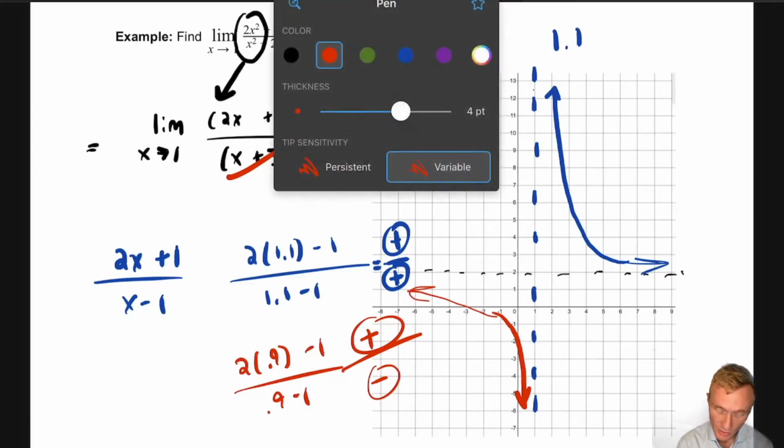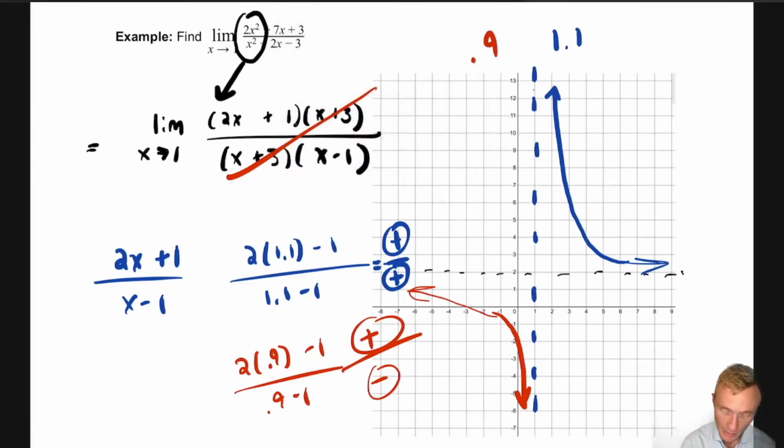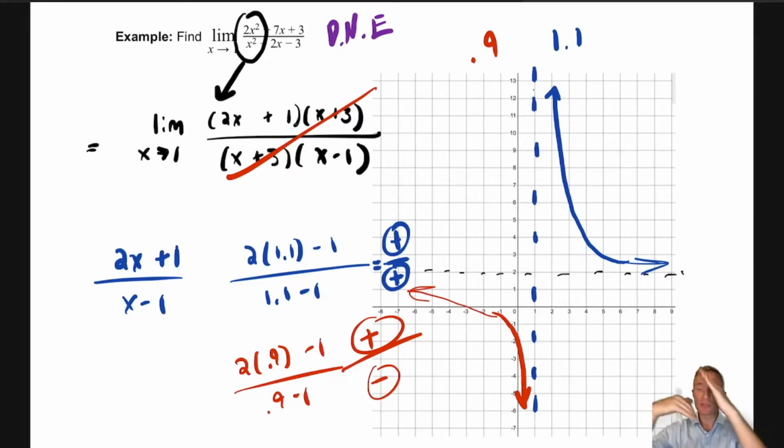But the idea here, just to wrap this up, this limit does not exist as x approaches 1. It doesn't exist under any textbook definition because we're going opposite directions, one way to positive infinity, one way to negative infinity.